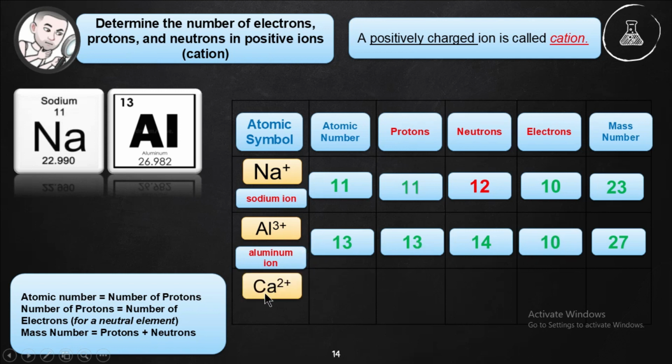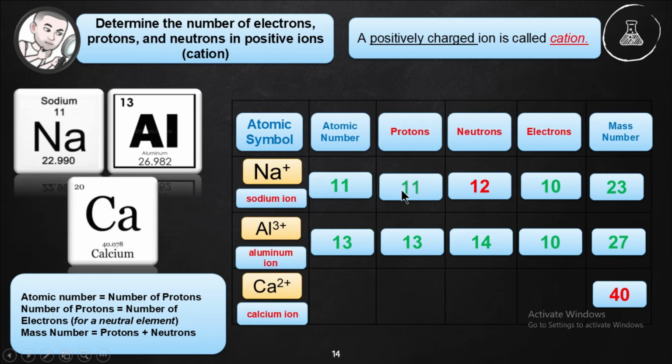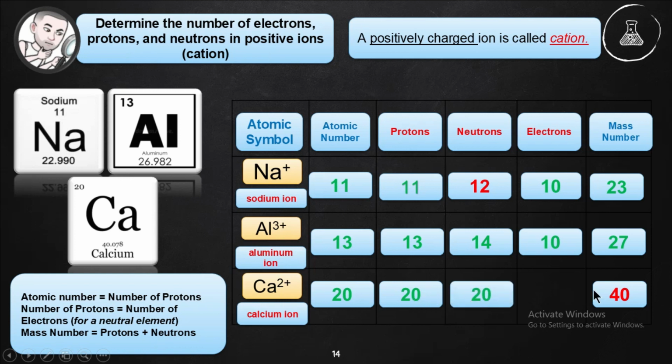Next element is si positively charged calcium ion. Merong 40 na given dito sa mass number. So ito yung details niya. Atomic number is 20. Yung protons niya ay 20, same sa atomic number. And then yung neutrons, isip kayo ng number na pag pinlas nyo sa 20 ay 40. So definitely yung sagot dyan ay 20. So 20 plus 20 is 40.